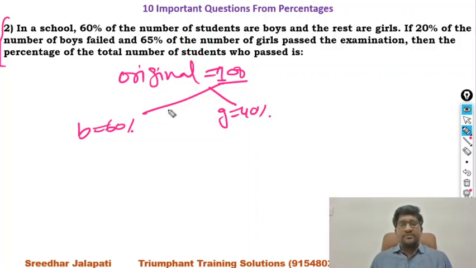So 60% of 100 is nothing but 60 boys, and 40% of 100 is nothing but 40 girls, as I took the total strength 100. 20% of the boys failed. If 20% of the boys failed, then obviously 80% of the boys passed, which is 48.